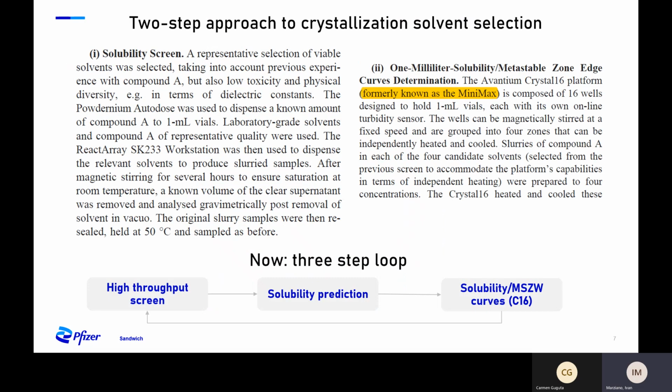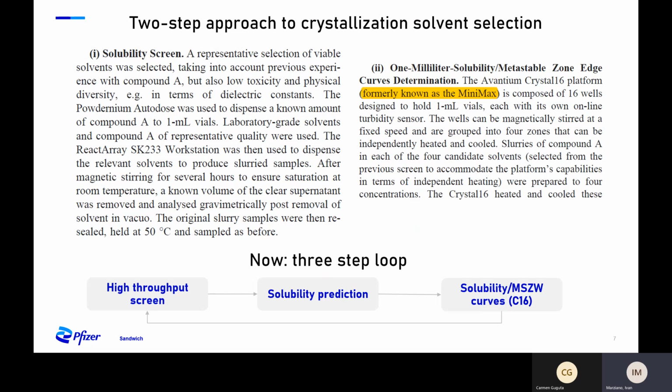So a couple of things that I wanted to bring out just from that publication. First of all, that particular publication described a two-step approach to solvent selection for crystallization, and to a great extent, that's not changed a lot from what we do now. So typically we work with our partners in high throughput screening, and they will look at say 40 different solvents and give us an idea of the solubility at a couple of temperatures.